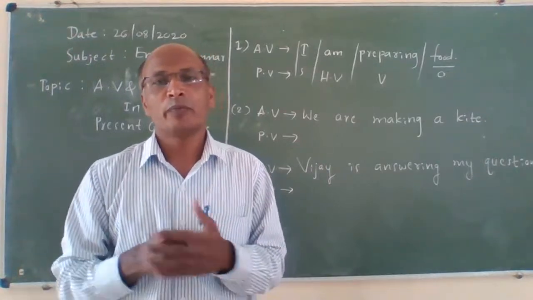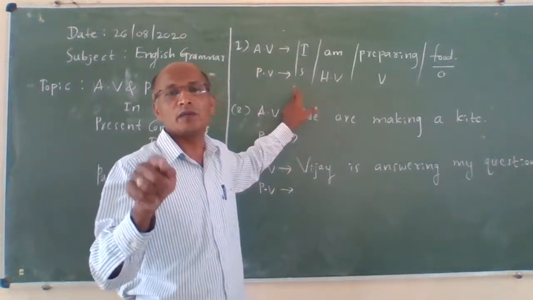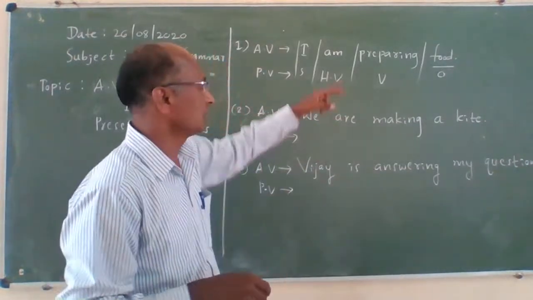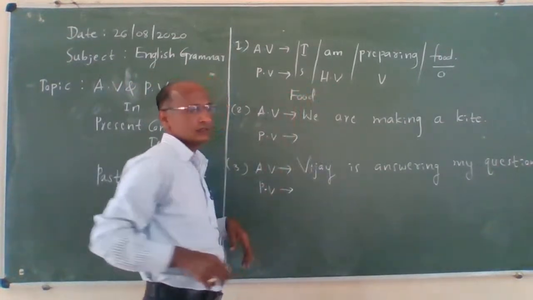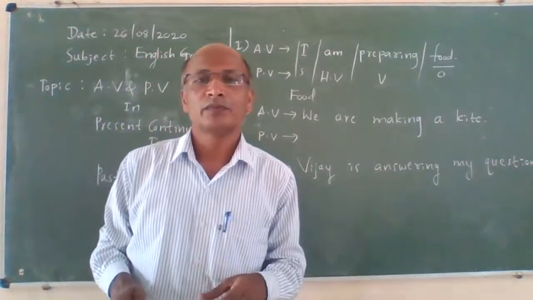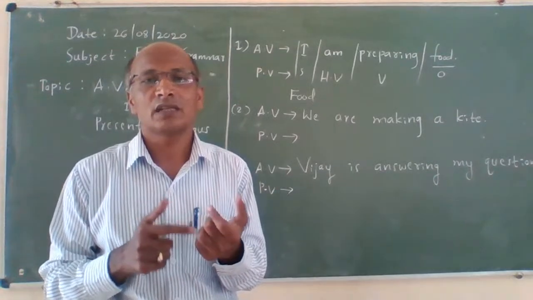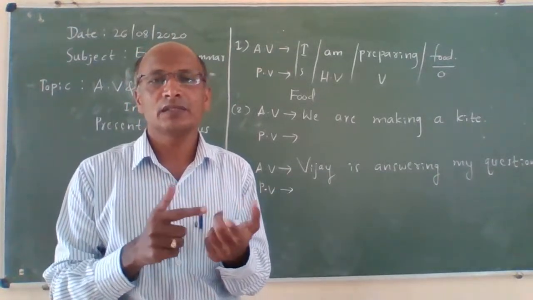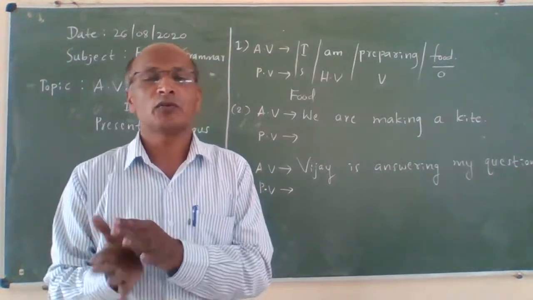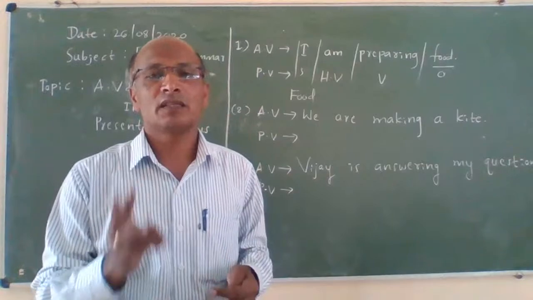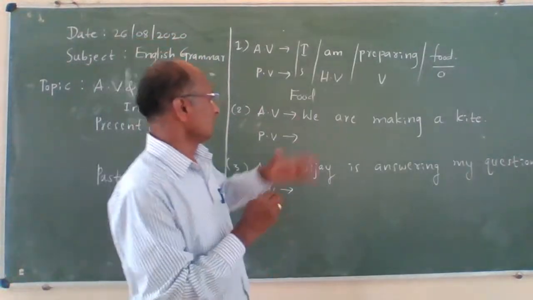Now, we should change from active to passive. How? According to the formula, we should take the object first. Dear students, let me tell you, the present continuous tense has three important helping verbs: am, is, are. To change from active to passive, we should concentrate on these three important helping verbs. Am, is, are. Right. Here, food.